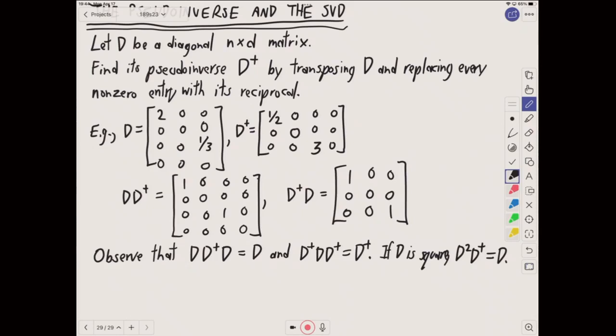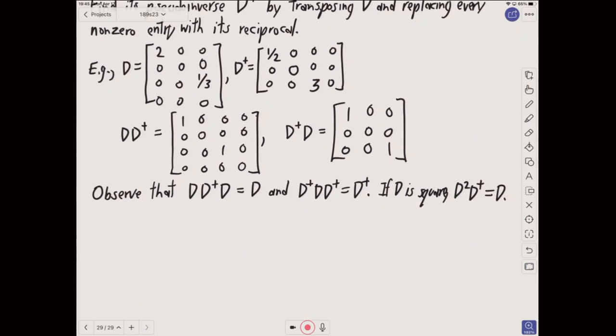So this property here, this is about as close to an inverse as a rank-deficient matrix can get. If a matrix is singular or not square, it doesn't have a true inverse, but it has something with this property, and I think that's pretty cool. All right, so that's diagonal matrices.